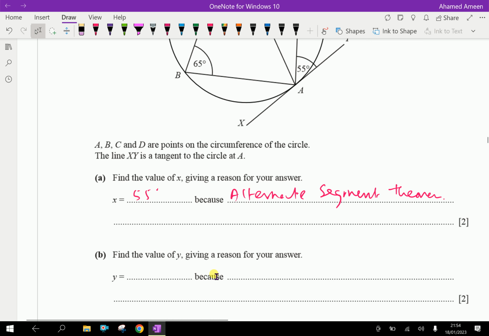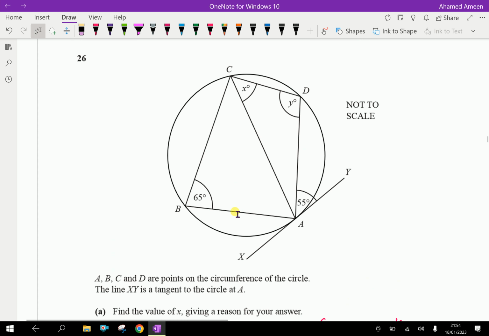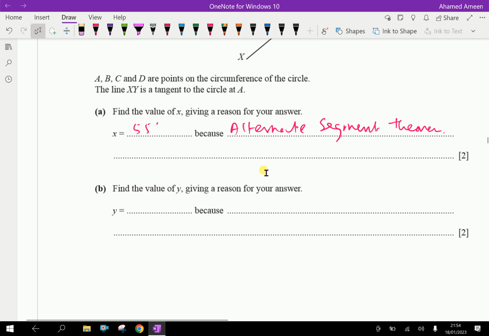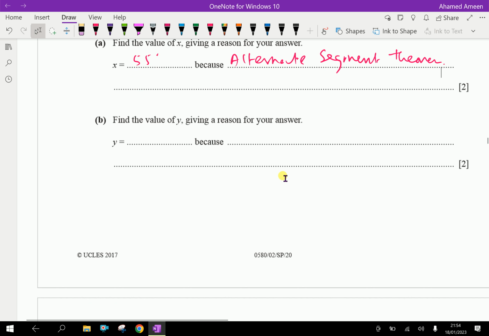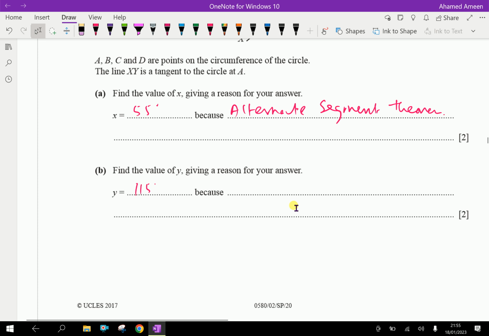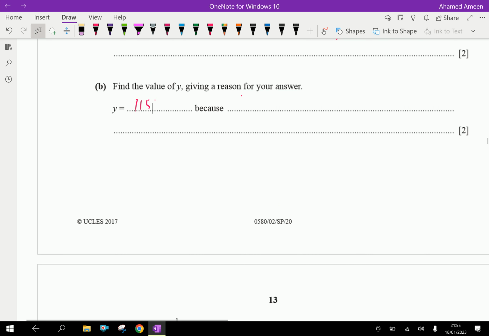Next is, find the value of y. Here, look at this y. Y together with 65, the sum is 180 degrees, because they are supplementary. Therefore y equals 180 minus 65, which is 115, because the sum of opposite angles in a cyclic quadrilateral is supplementary. Therefore 65 plus 115 equals 180, because in a cyclic quadrilateral opposite angles are supplementary angles.